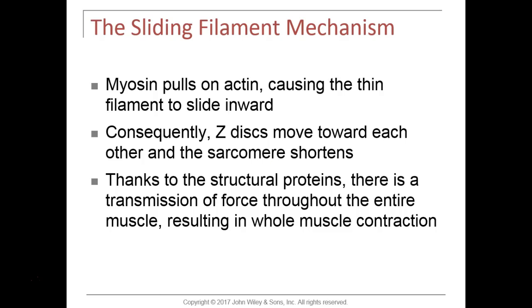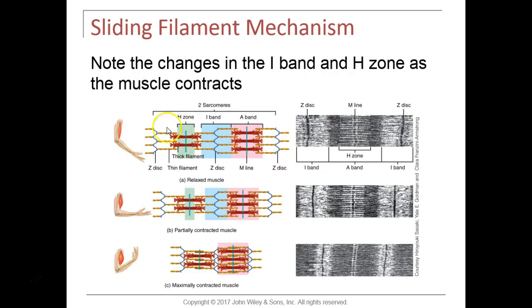Now, we have to talk about what's called the sliding filament mechanism, or in some books, the sliding filament theory. Most new books now call it the sliding filament mechanism. This describes how muscles contract. I'm going to do so from this picture. What you're looking at here are two sarcomeric units back to back in tandem.